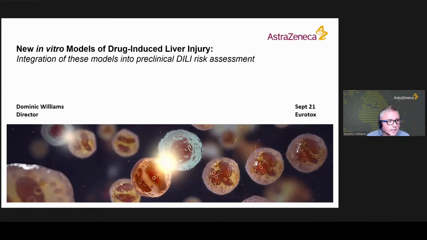So firstly, I'd like to thank the organisers for inviting me to this really interesting session. I'd like to talk about new in vitro models of drug-induced liver injury, but I've changed the title slightly to talk about integration of these models into preclinical DILI risk assessment and how we're able to use the latest in vitro models to conduct risk assessment.